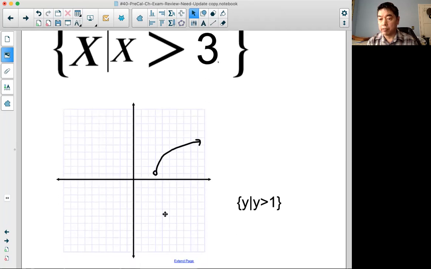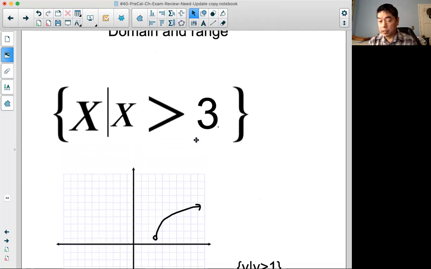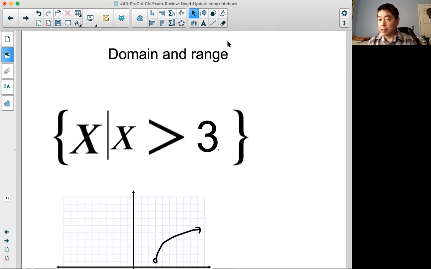So this kind of graph, if they give you this graph and you can answer this way, it's fine. How about y? You don't see y going negative. And what's the minimum of y? It's sort of 1, but it's not included, right? So that's why I put the little circle. So y is greater than 1, okay? 1 is not included. That is the range.